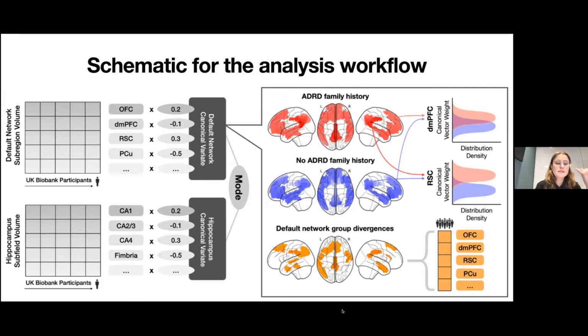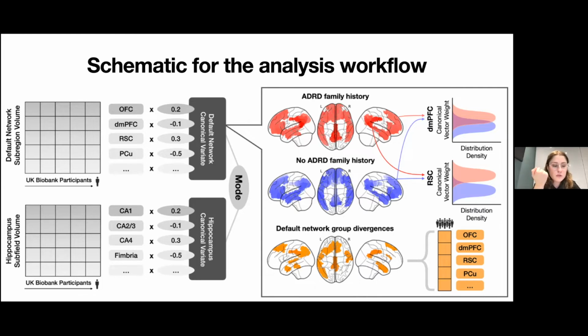So CCA is not usually used to reveal group difference at the single variable level. As I said, it's more of a latent method. So it's used to derive this kind of latent mode of covariation. So we had to build an analytical framework, especially designed to extend inference from this latent dimension to subregion specific information, which were really the input of the CCA analysis.